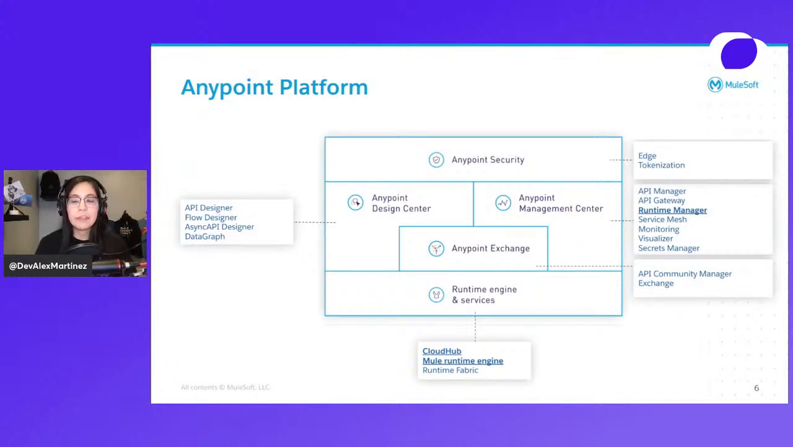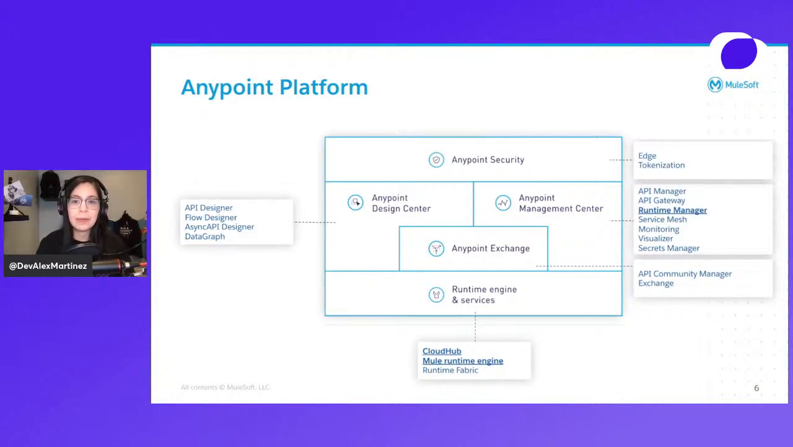And Monitoring and Visualizer, which are very cool tools. So you can actually monitor and see everything that's going on with your APIs, if there are spikes, if there are errors, stuff like that. And we also have something called Secrets Manager, where you can keep your passwords, your tokens, or stuff like that, and you just have to reference them instead of having them randomly in your code.